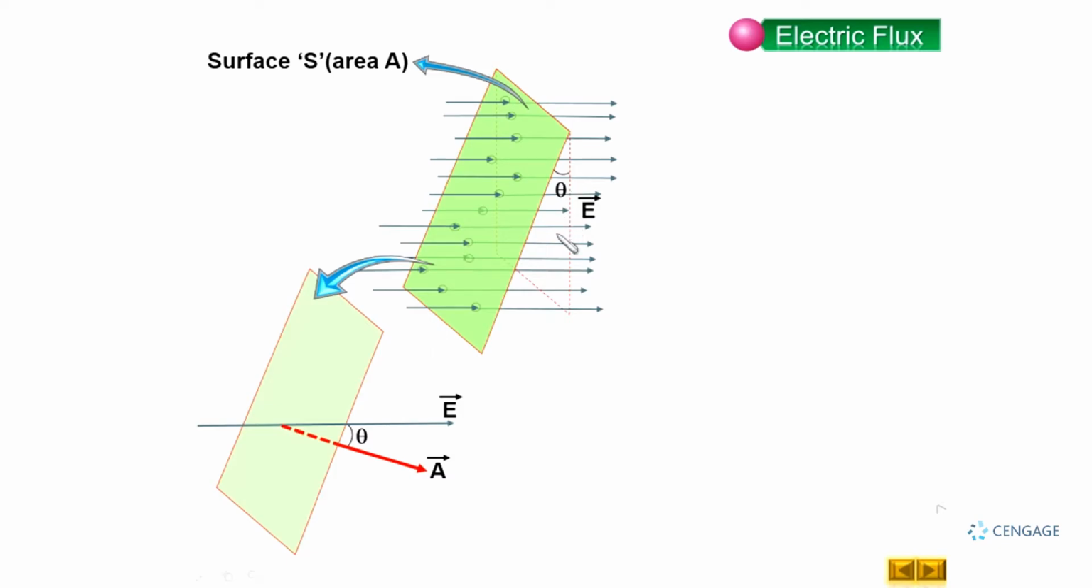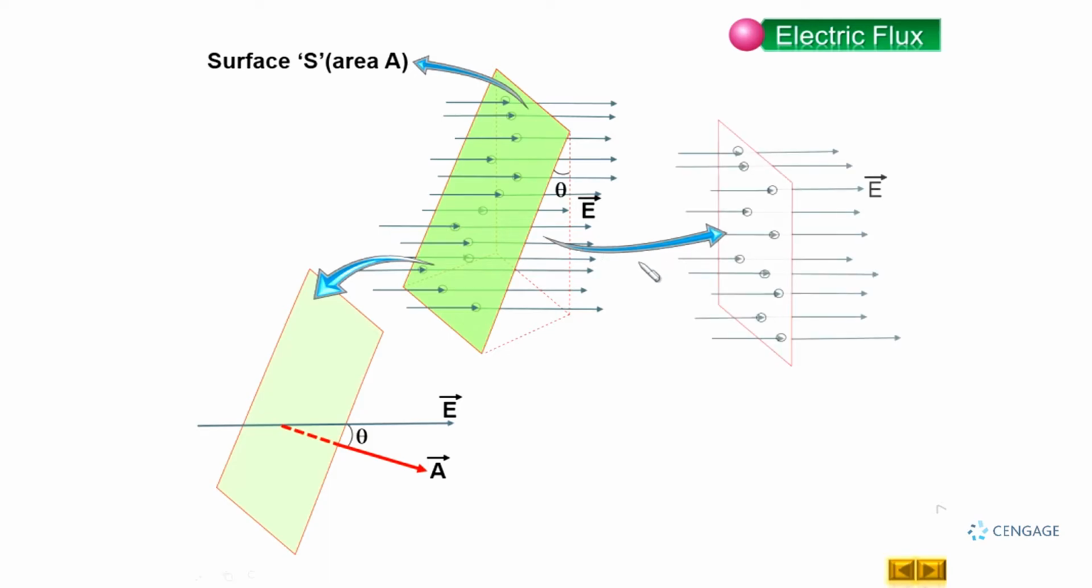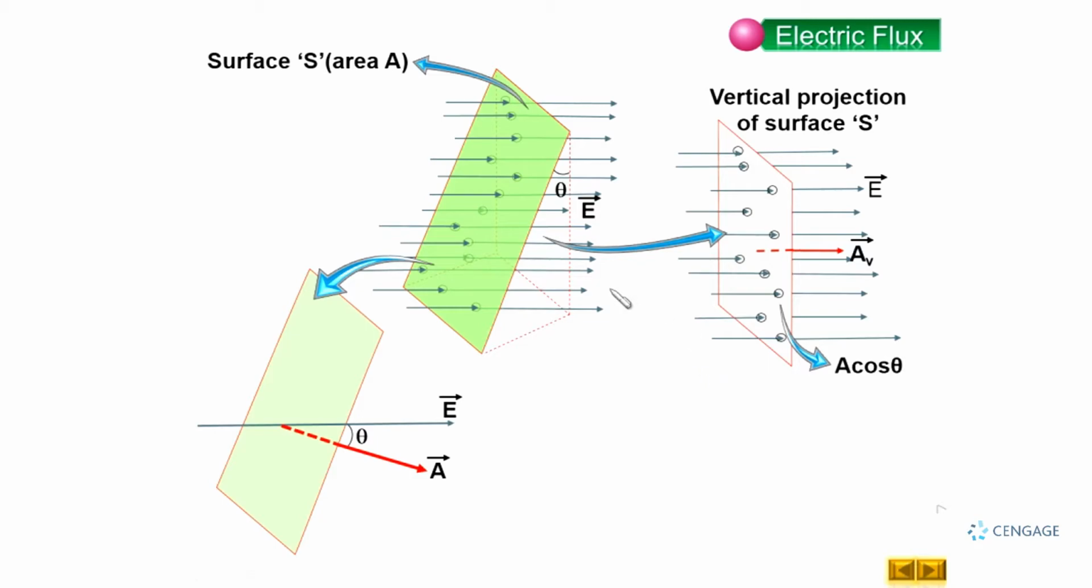So now come to the main point. Let us make this projection on the vertical plane separately. This is the vertical projection of the surface. Let us call this area A_V, that is the projection of A on the vertical plane. We have made the vertical projection and we know this angle is theta and this area is A. So this area should be equal to A cos theta. Now we have made the vertical projection.